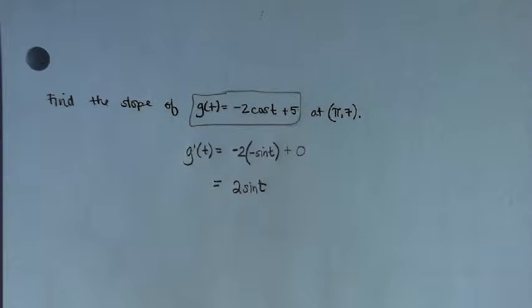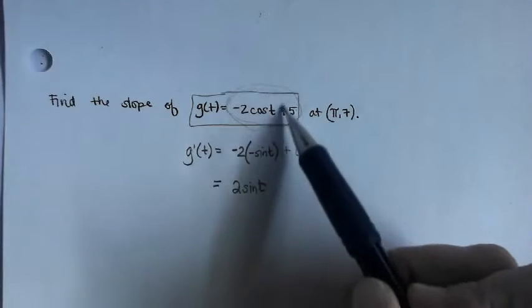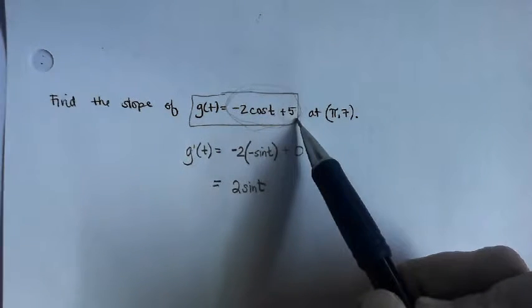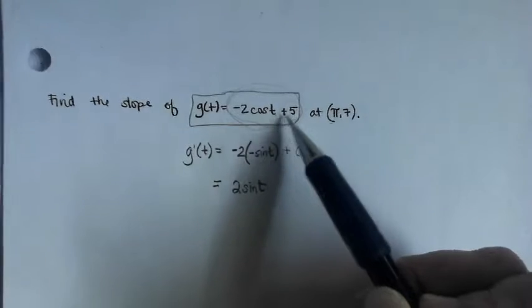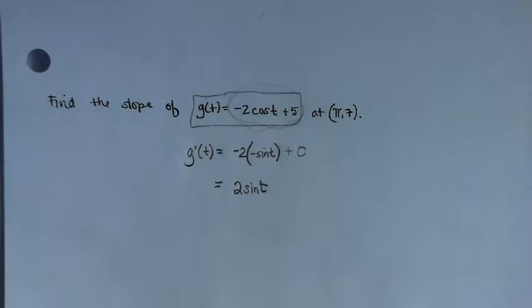Before we jump into evaluating this at pi, 7, can you think from a transformation standpoint why this, whether it's plus 5 or plus 7 or plus 8, doesn't affect your derivative at all? Winter, what were you going to say?